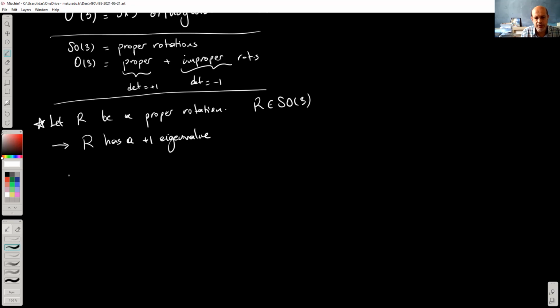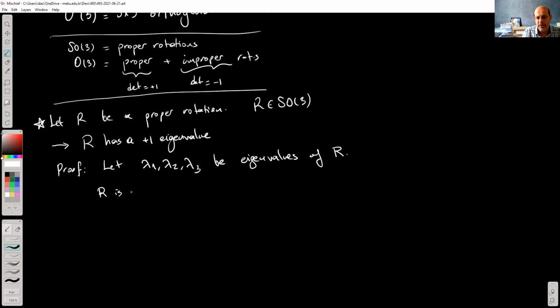So first of all, I'm going to do the proof. Let me just list some of the properties. This is a 3x3 matrix, so therefore it has 3 eigenvalues. I'm just going to call the eigenvalues like that. So I know that R is orthogonal, so therefore it is unitary. It's a real unitary. An orthogonal matrix is real unitary. So that means eigenvalues have modulus 1.